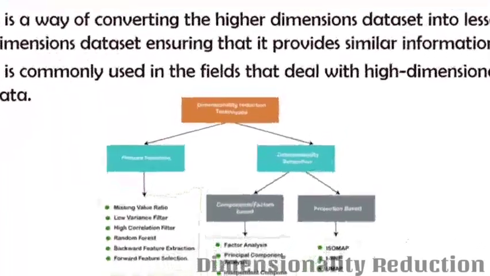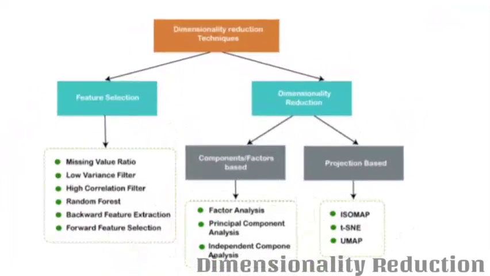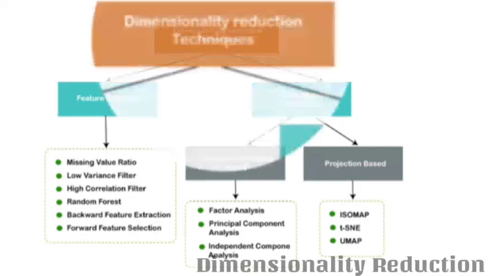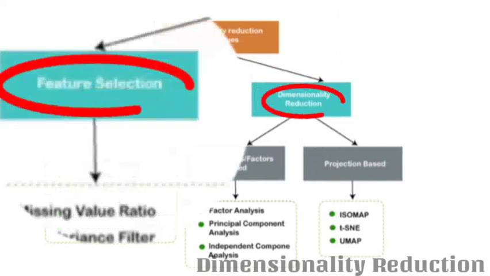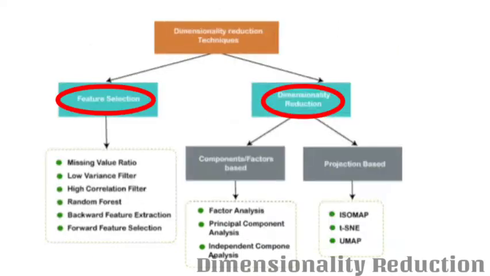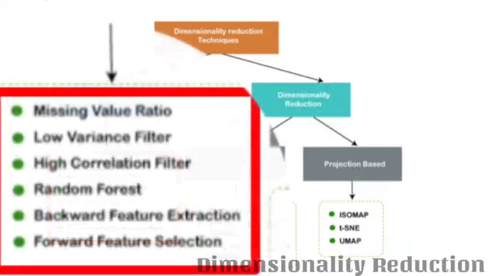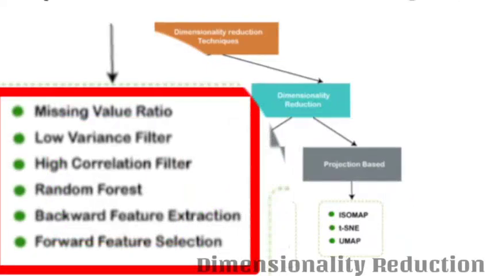Here we have a quick overview of what all will be used, and we won't be covering everything. In this video we'll be going through a small insight about all these dimensionality reduction techniques. The first thing is it is divided into feature selection and dimensionality reduction. In feature selection, you have missing value ratio, low variance filter, high correlation filter, random forest, backward feature elimination, and forward feature selection. So everything is feature selection. Again, we'll see in detail.